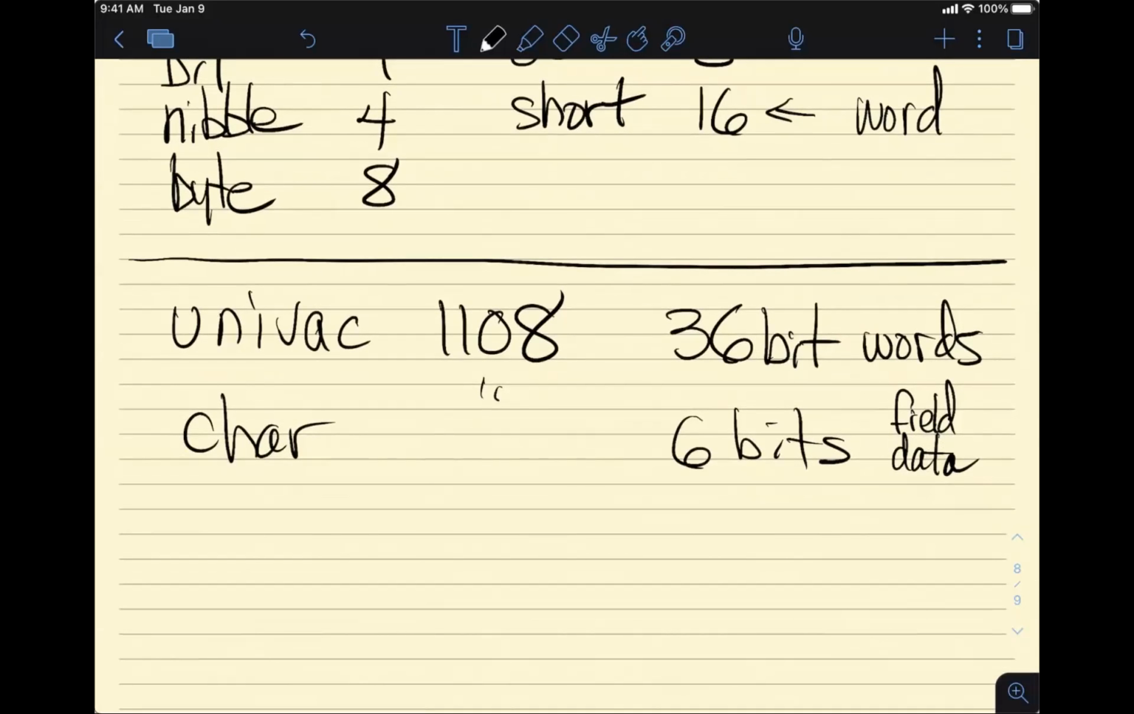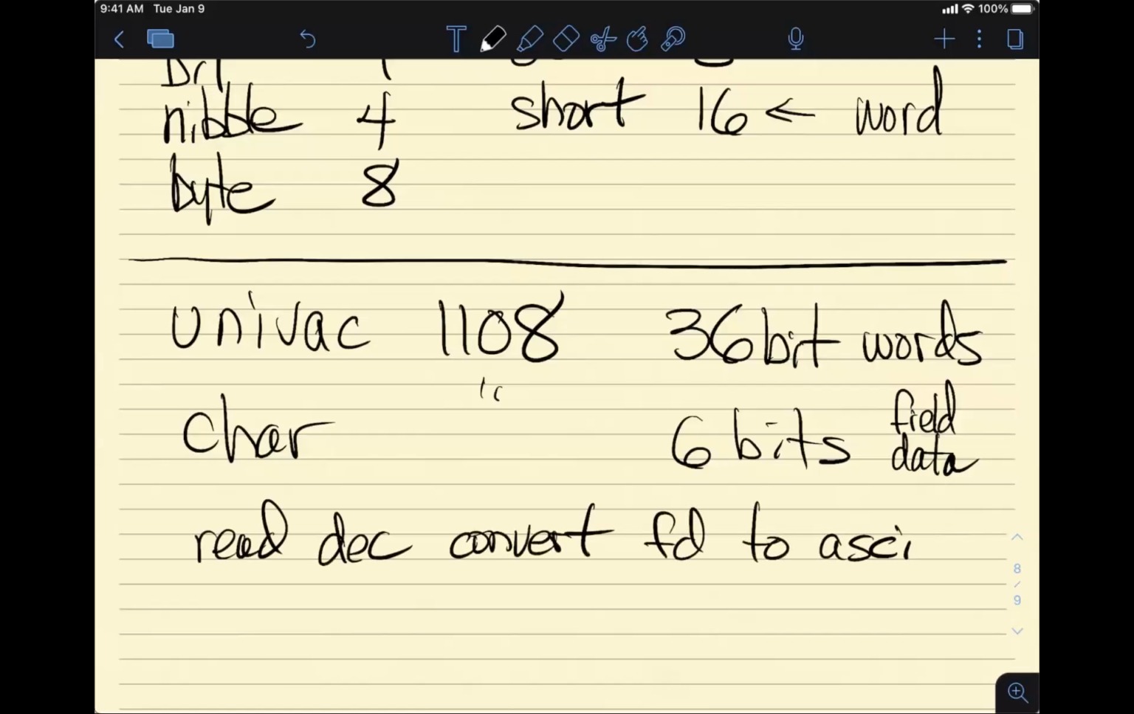So my first assignment, maybe I've told this story to you before. My first assembly language assignment was to read decimal and convert the Fieldata to ASCII. So take a letter like A and turn it from its Fieldata representation into the ASCII representation. That was my first assignment in this class.